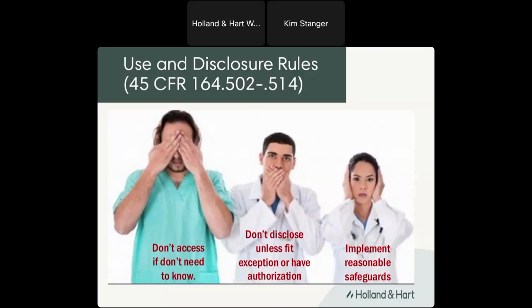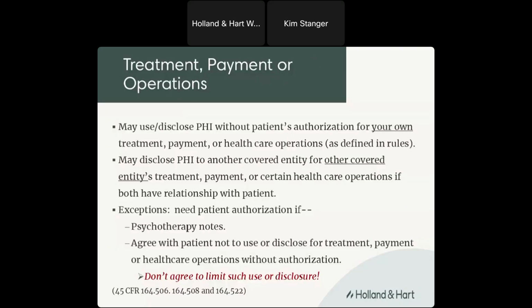What does it require? Let's talk about the use and disclosure rules. HIPAA generally says that you cannot use or disclose protected health information. Not only disclose it outside your organization, but you can't even use it inside your organization unless you fit within a HIPAA exception or you obtain the patient's written authorization. Let's talk about some of those exceptions, the most important of which are the exceptions for treatment, payment, or healthcare operations. HIPAA says that you can go ahead and use the protected health information without the patient's authorization for your own treatment, payment, or healthcare operations, as those are defined in the rules.